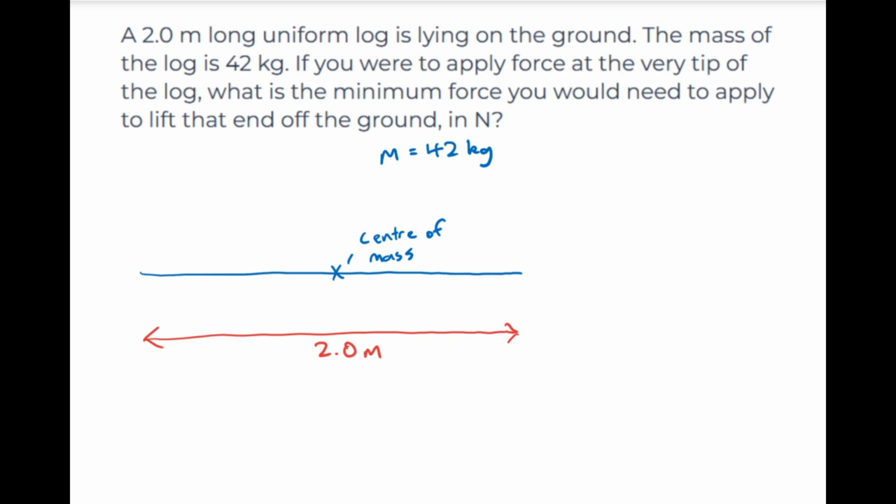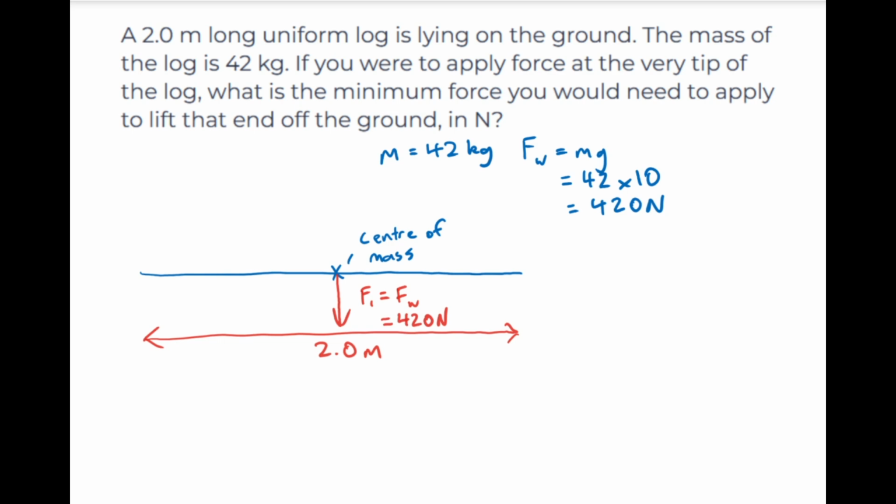So we'll draw a force vector directed downwards at the middle of the log, and this will be the weight force of the log. Weight force is equal to mg, and remember that g is equal to 10 in PHSI191. So 42 times 10 is 420 newtons. Let's call this force 1.